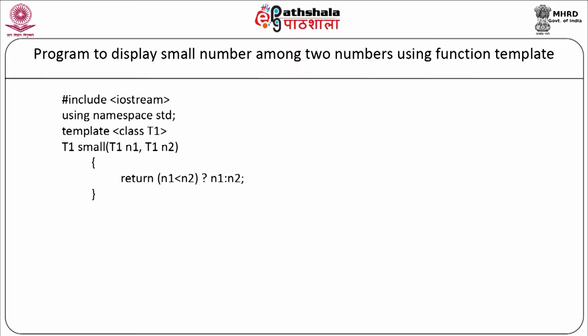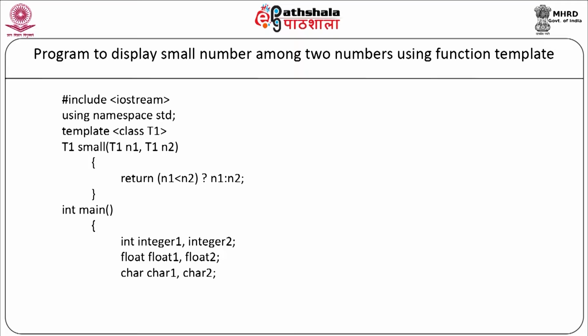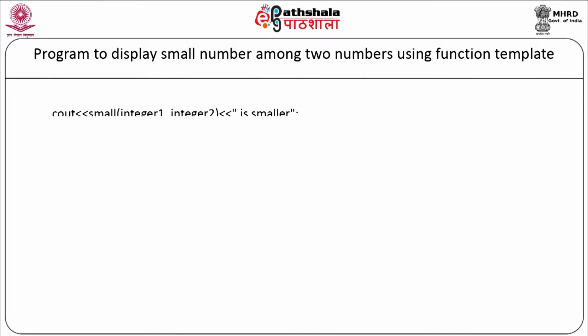Now, let us start with our main program: int main, int integer1, integer2, float float1, float2, char char1, char2. So, three types of variables have been declared: integer, float and character. cout "enter two integers", cin integer1, integer2, cout small(integer1, integer2) is smaller. Here, the integer data type is passed to the small function template.